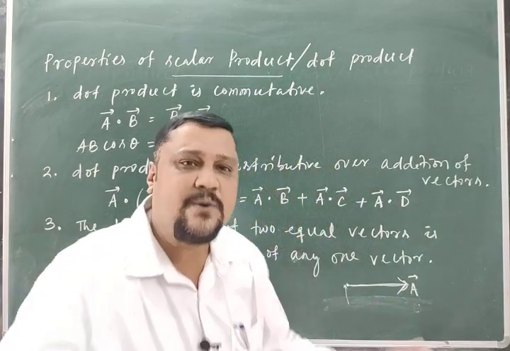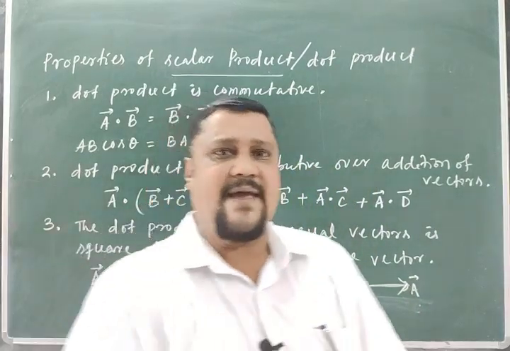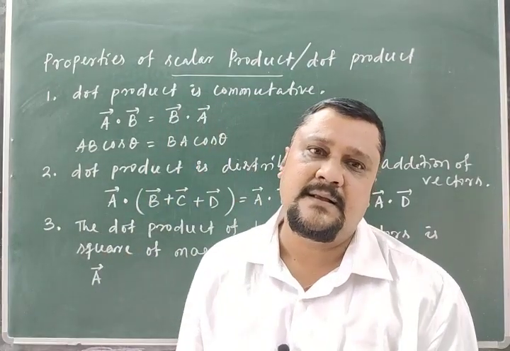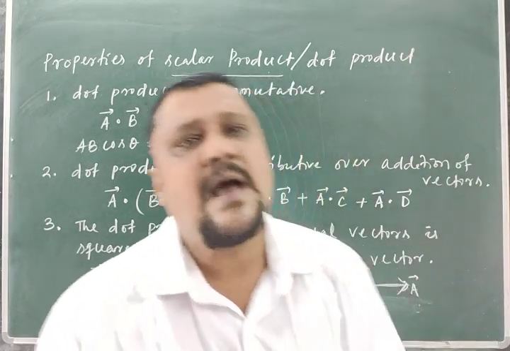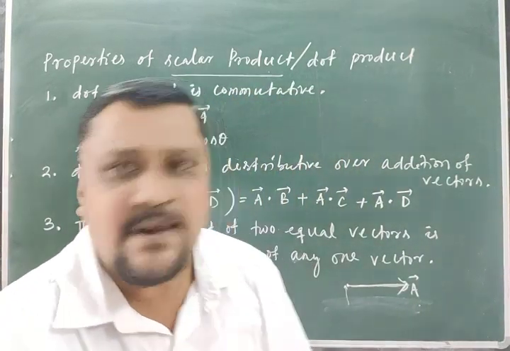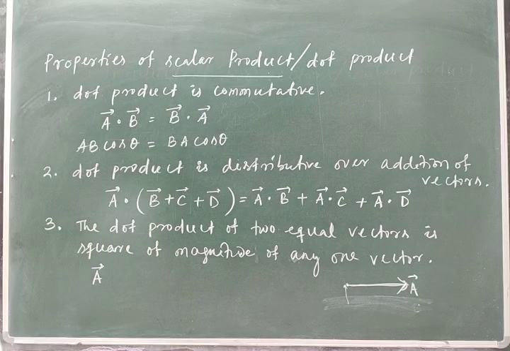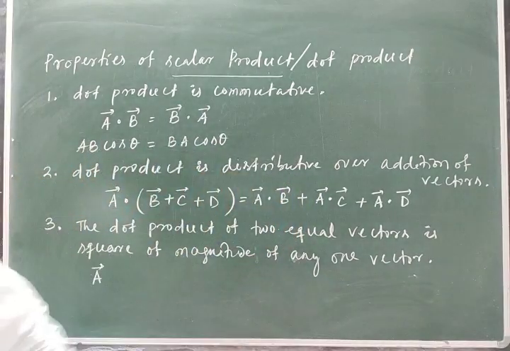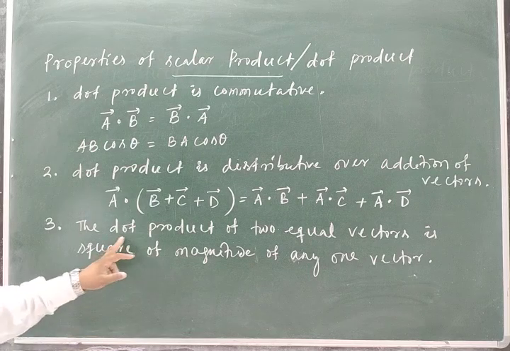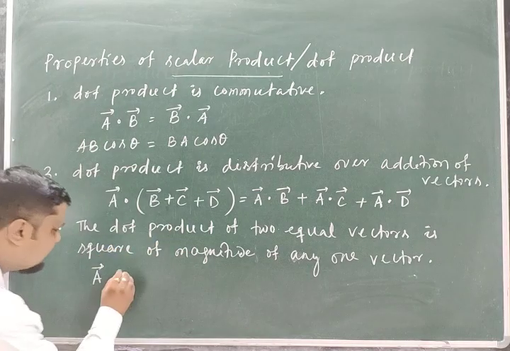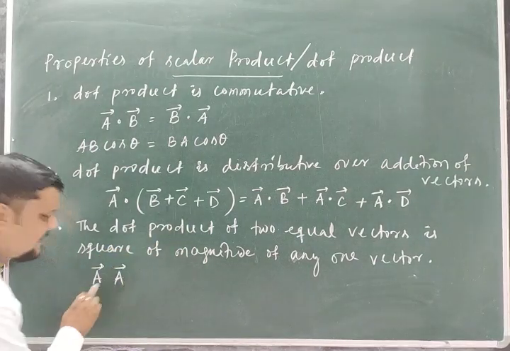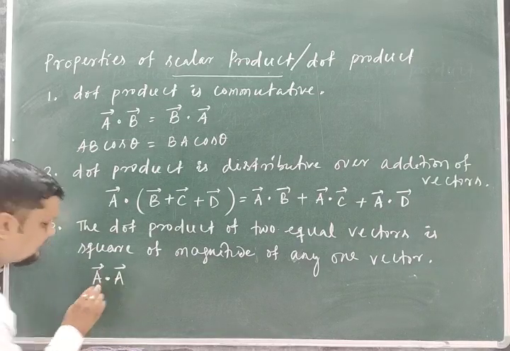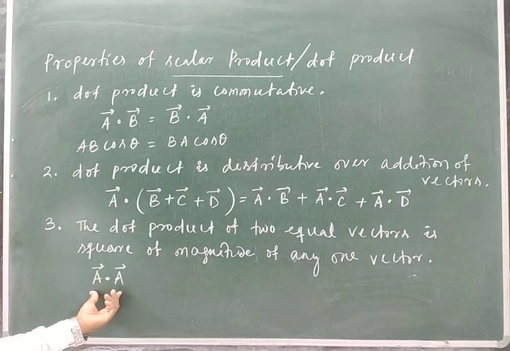So B is equal to A. In place of A, I can write this as B, or in place of B, I can write this as A. That is equal vectors. Already you know that. So in this discussion, we are not discussing the equal vectors, but the dot product of equal vectors. So A and A, they are equal, and that is the dot symbol. That is the dot product of equal vectors.